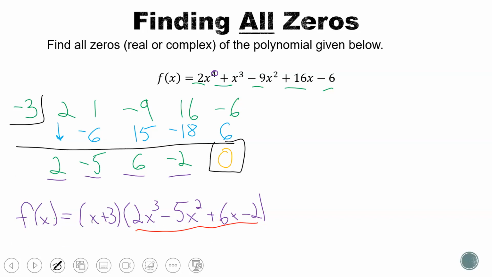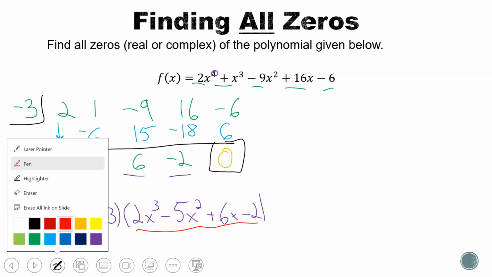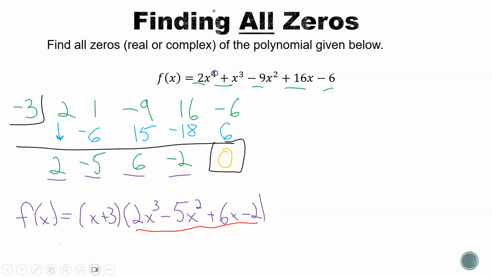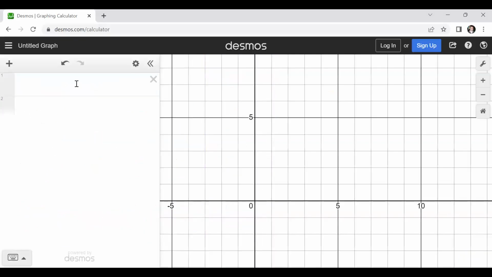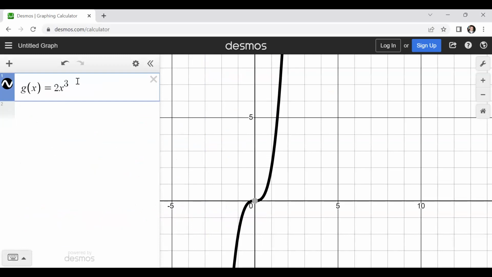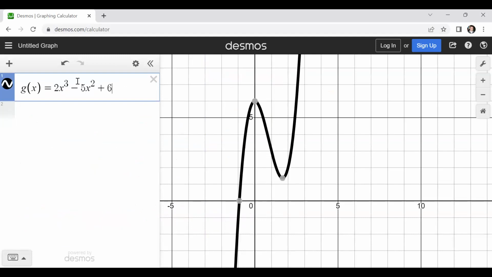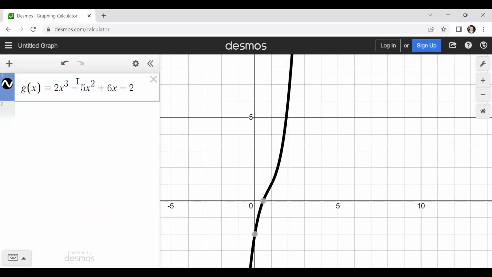So we need to figure out a different way to find a 0 of this function, or to break this function down. And to do that, we can think of it as being like the original function we started with, and we can find a 0 the same way. So we'll go back to our graph here on Desmos. Going to clear out the original function. I'm going to put in that new function that we have just found: 2x cubed minus 5x squared plus 6x minus 2.